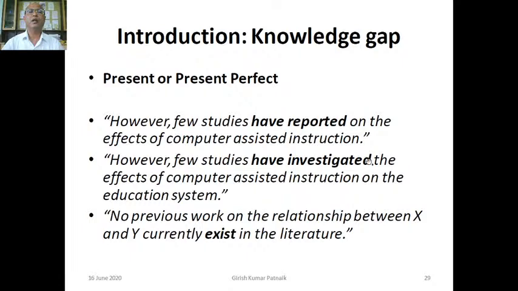Knowledge gap. So whenever you want to write one paragraph for your motivation, highlighting what the knowledge gap is, there you will have to use the present or present perfect. So in this example, if you see, few studies have reported, so have reported. Similarly, few studies have investigated, so I'm using present perfect. Similarly, if you see the last one, no previous work on the relationship between X and Y currently exists. So this exists is your present. So here I'm highlighting what the knowledge gap is, because of which you got motivated to choose the research problem that you have undertaken.